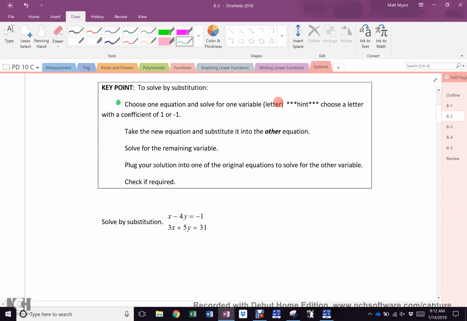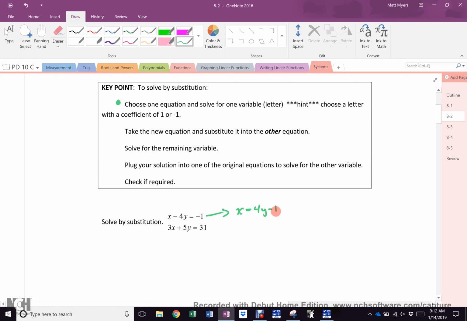In the green one, what does this tell you should be your first step? Choose an equation and solve for one variable. Hint, choose a letter, if you can, with no coefficient, a coefficient of 1 or negative 1. Where should we work? The first one. So choose one and solve for one variable. For what variable are we solving? X, because x equals 4y minus 1. Yes?